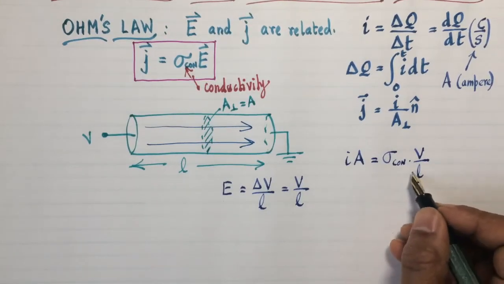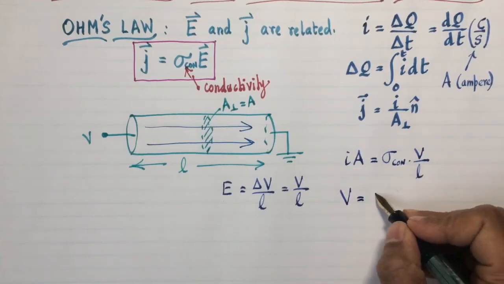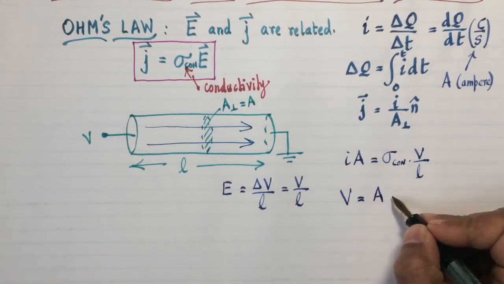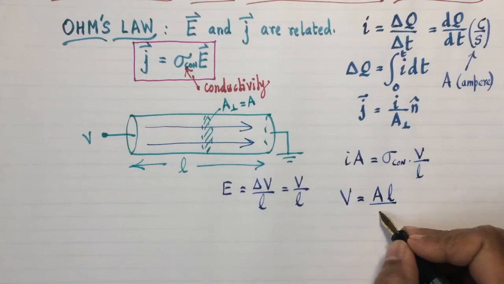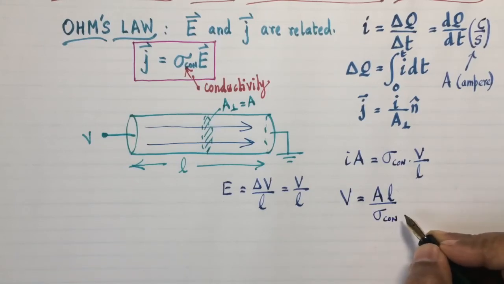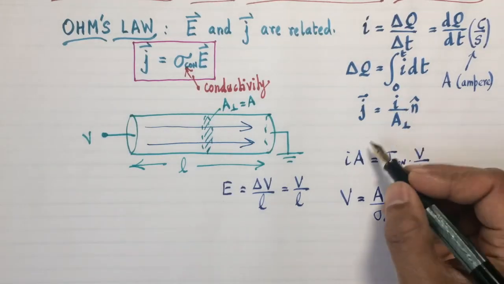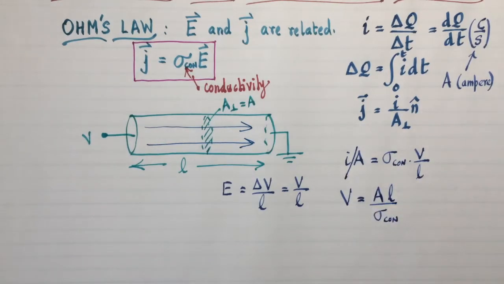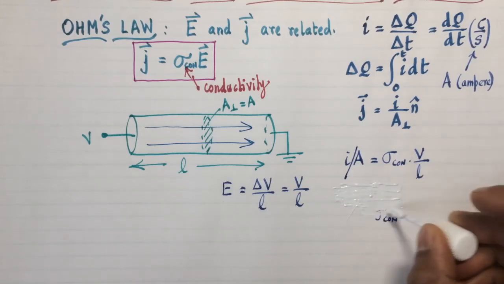Okay, let's move everything to the other side. So I'll get V equals A times L over sigma con. I think I made a mistake here. J is equal to I over A, not I times A. So this equation has to be modified a little bit. Let me use my magic whiteout to do that.